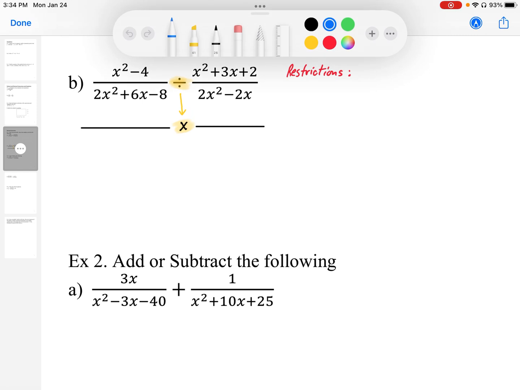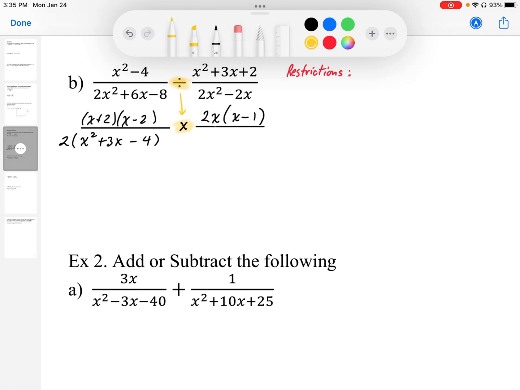So when I'm factoring this, I'm going to take my numerator and factor this into x plus 2, x minus 2. The denominator, I'm going to factor the 2 out, and I end up with x squared plus 3x minus 4. I'm flipping this fraction, so the denominator ends up in the numerator, and the denominator has a greatest common factor of 2x. I'm going to take that out, and I'm left with x minus 1.